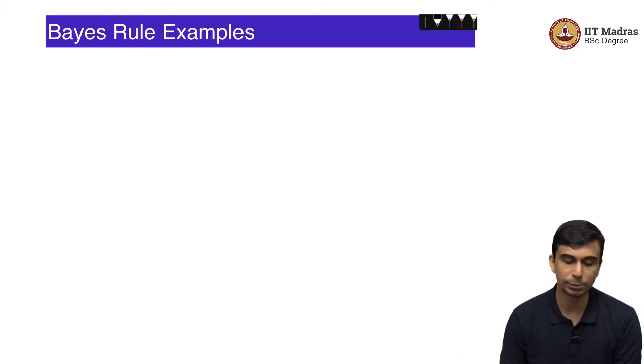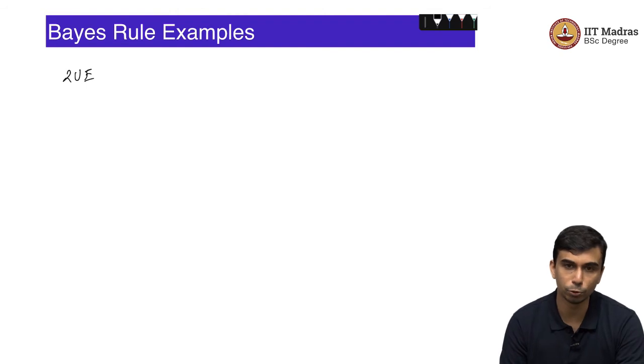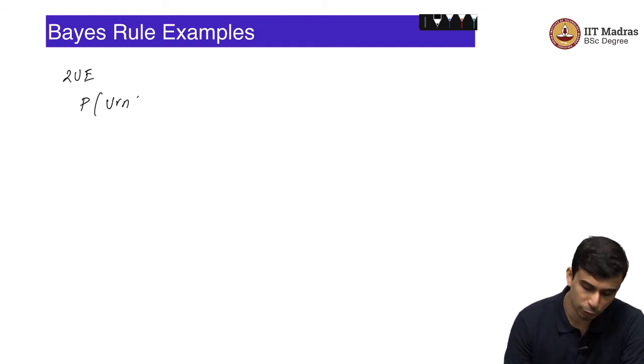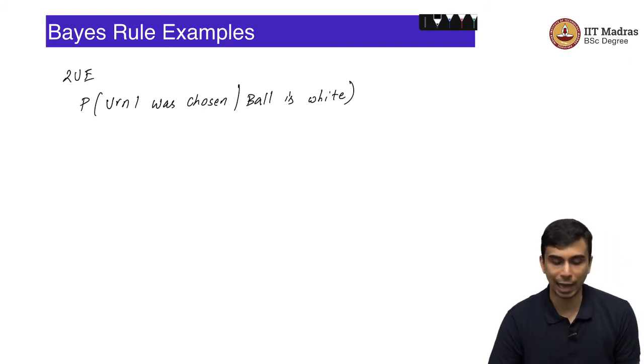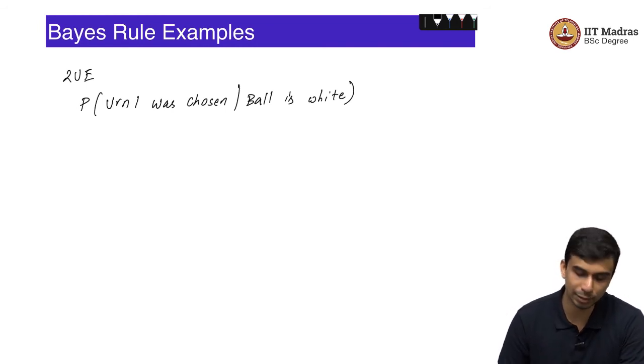So let's have some simple examples here. Let's take the two-urn experiment, where, remember, you had two buckets. The first bucket had 9 white balls and 1 black ball. The second urn had 5 white balls and 5 black balls. You can ask the question: what is the probability that urn 1 was chosen, given the chosen ball was white? You can't immediately read out the answer to this question. You have to do some calculation, and the key tool for doing that is the Bayes rule.